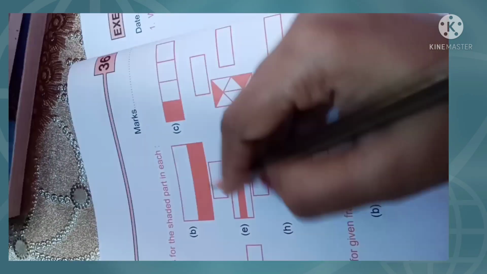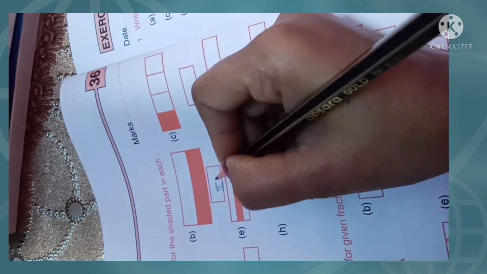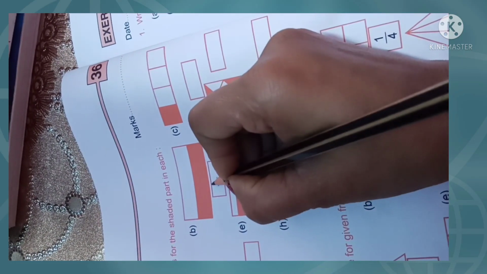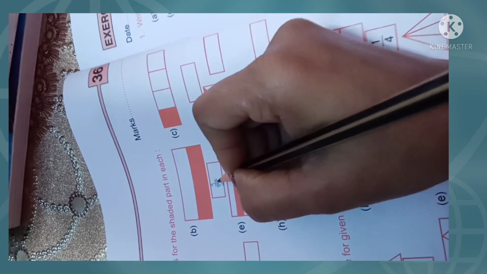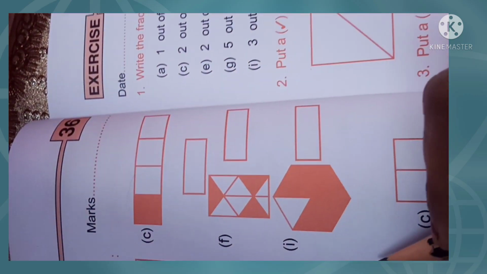1 and 2. So again I am going to write this below. 2 I will write down. And how many parts are shaded? I will write up. So the answer is 1 by 2. Now what about in this question number C?